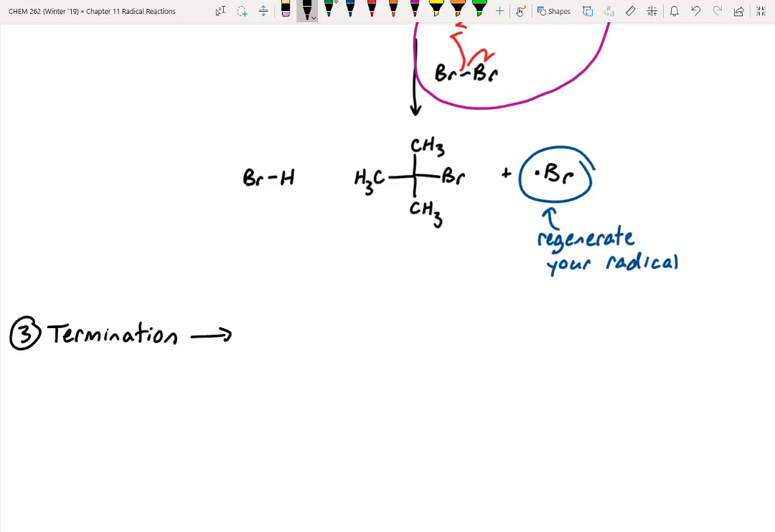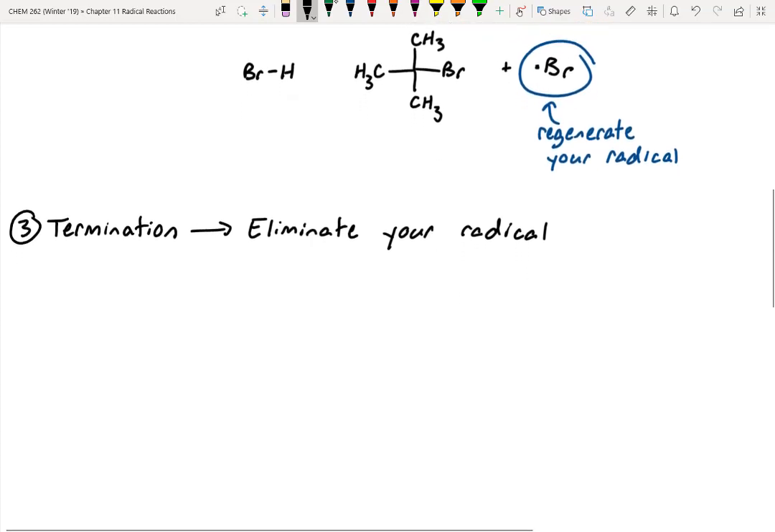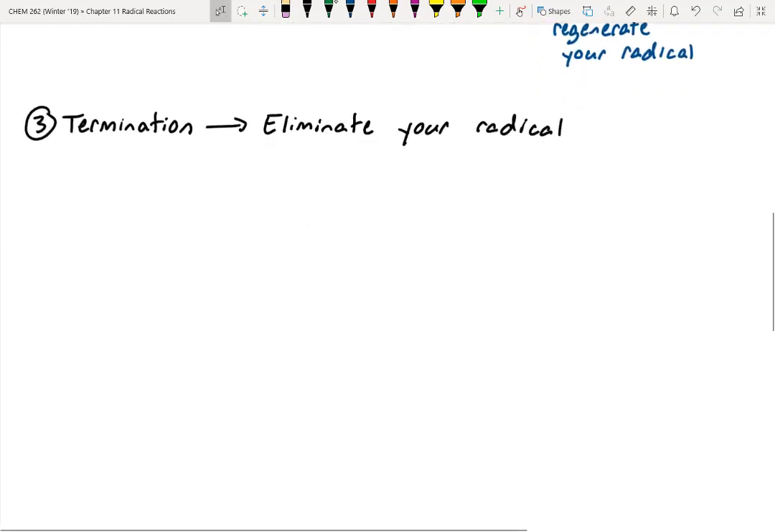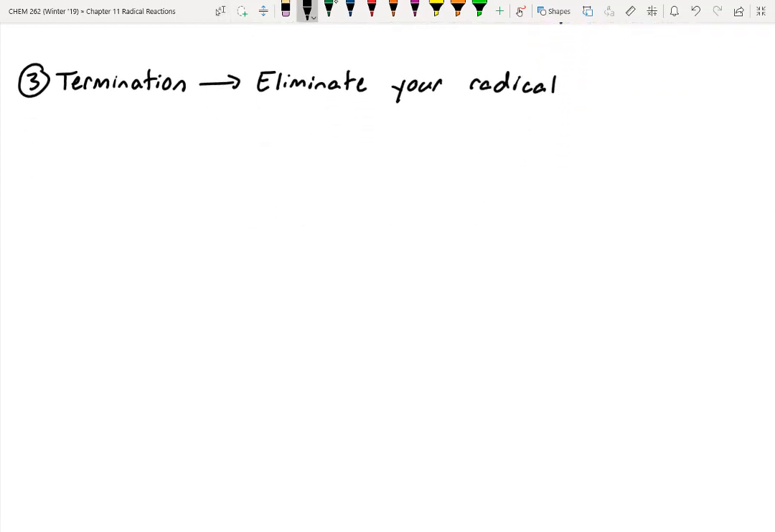So termination is where you eliminate your radical. This typically occurs at the very end of the reaction when there's no more chemistry you can do for your propagation step. So let's take a look at different ways we can accomplish termination. There's actually 3 options. It's not that one's right, it's that any of these 3 options can occur.